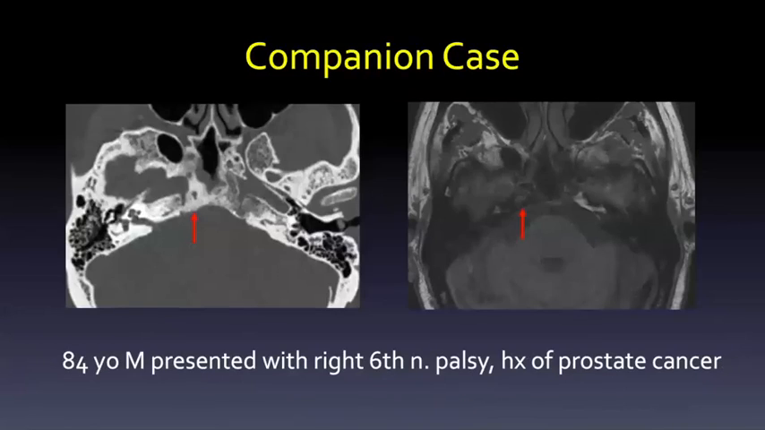Here's another companion case of an 84-year-old male who presented with a history of prostate cancer and a right sixth nerve palsy, easy to overlook, but when you follow the course of the right sixth nerve, you can see abnormal sclerosis and marrow signal abnormality in the clivus. This was treated as a metastasis, and he was treated with radiation and his sixth nerve palsy resolved. So don't forget about the bony surrounding of the sixth nerve as well.